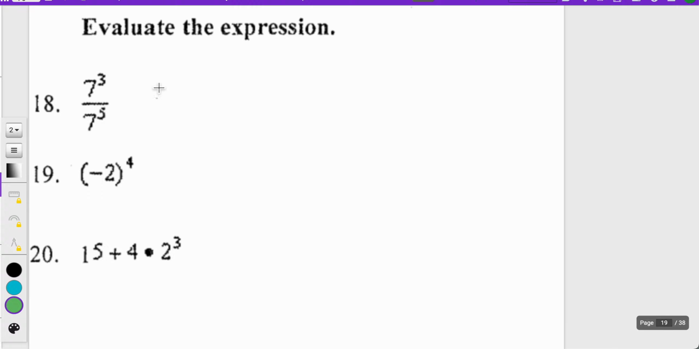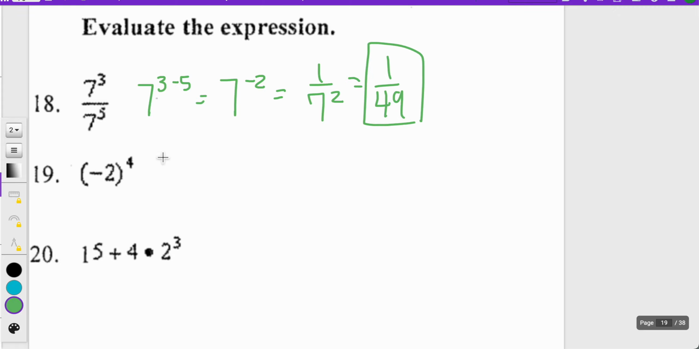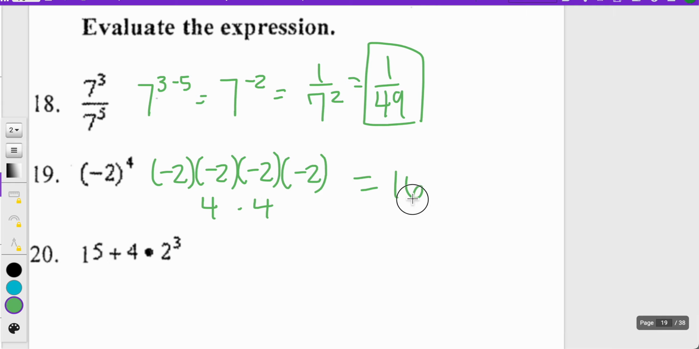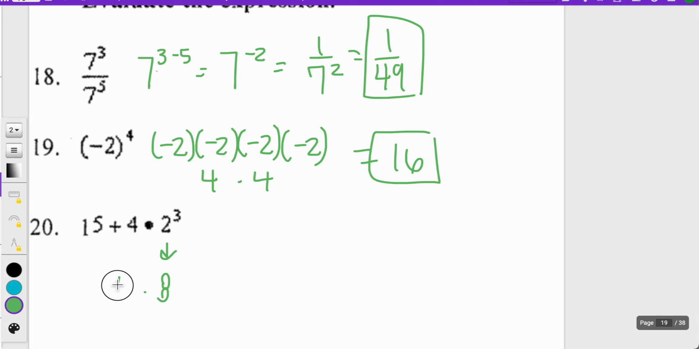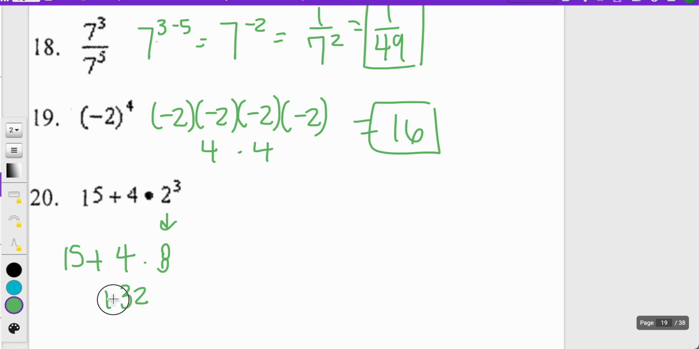This one we are subtracting, so we get 3 minus 5, which is negative 2, or 1 over 7 squared, which is 1 over 49. Negative 2 to the 4th means negative 2 times itself 4 times, which is 16. And then order of operations, 2 to the 3rd is 8. 4 times 8 will be next, which is 32. And 32 plus 15 is 47.